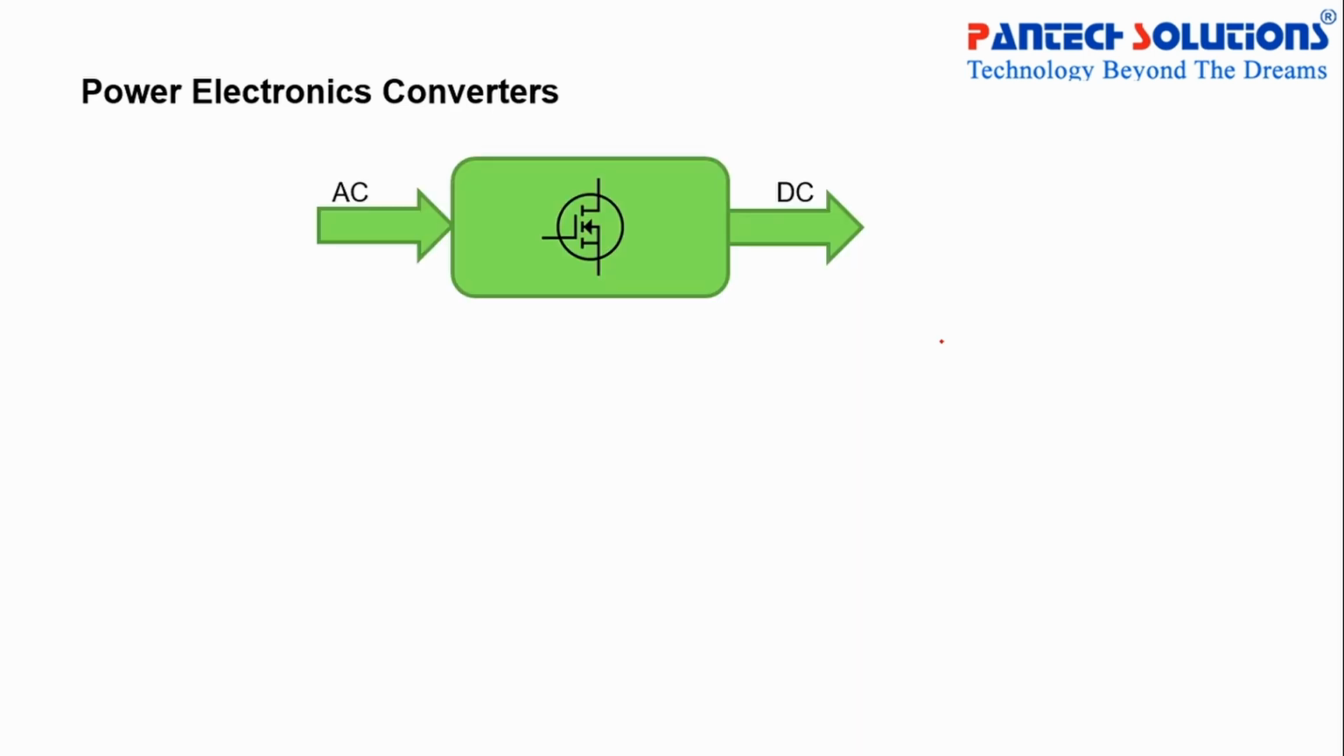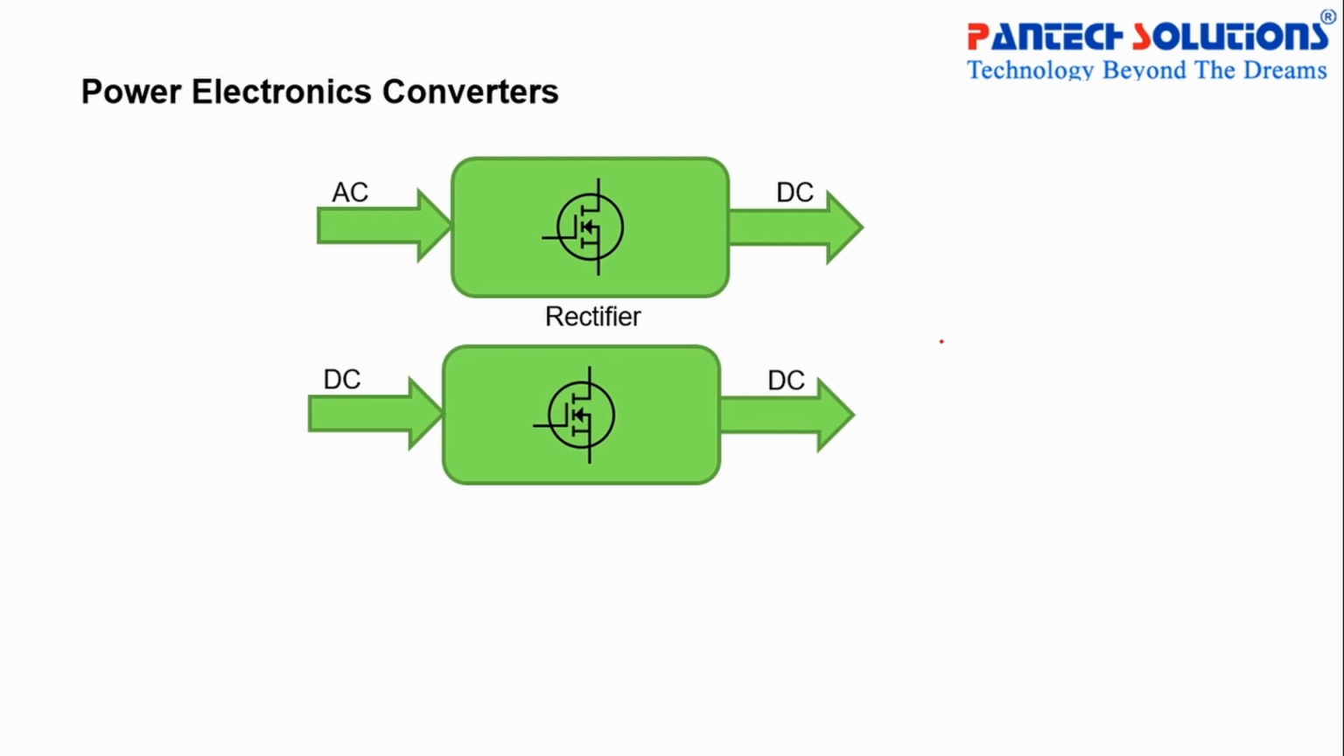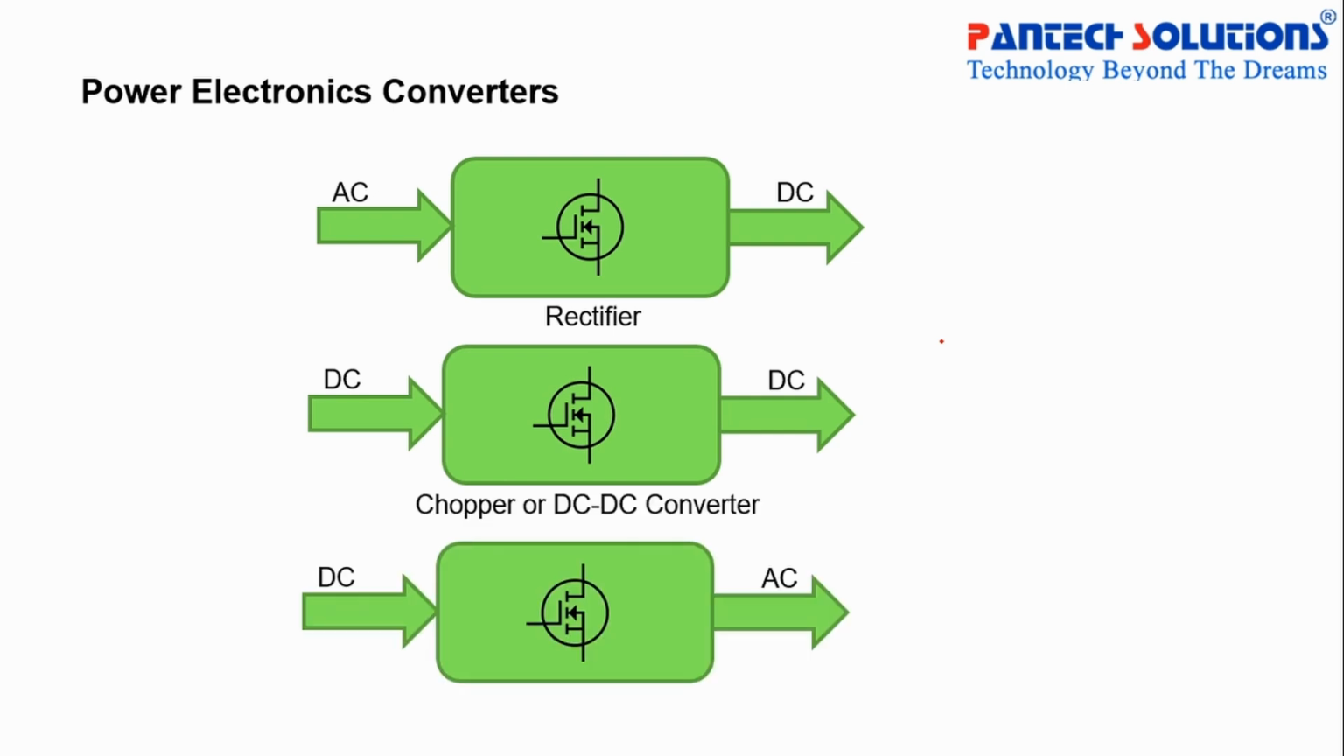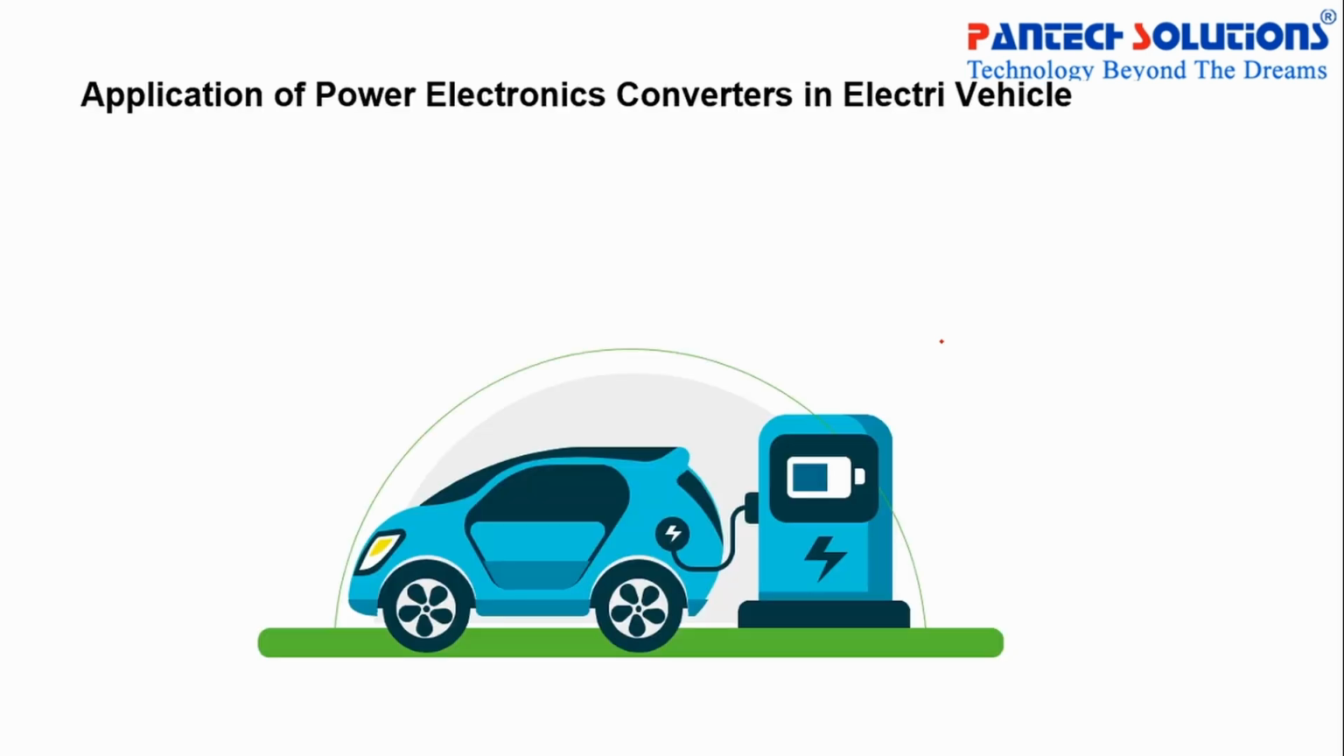And so what are all the power converters generally? The first one is AC to DC, called rectifier. Similarly, DC to DC, called DC chopper or DC to DC converter. And DC to AC is called inverter. Similarly, AC to AC is also there. It's called AC voltage controller or cycloconverter.